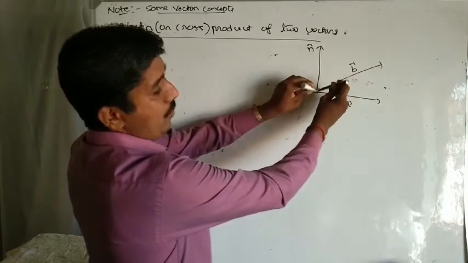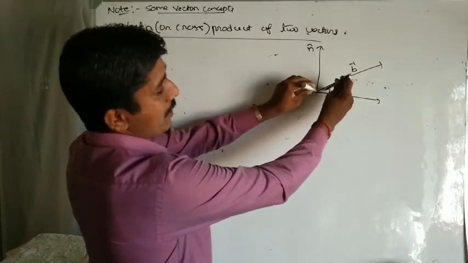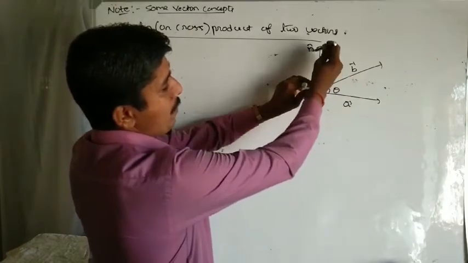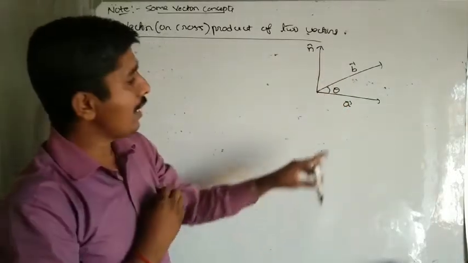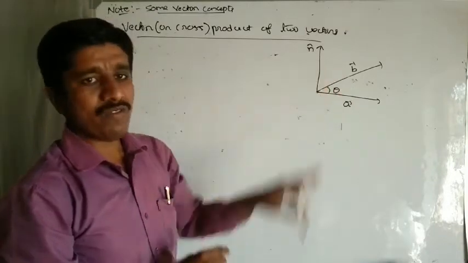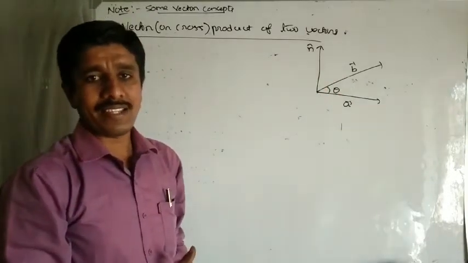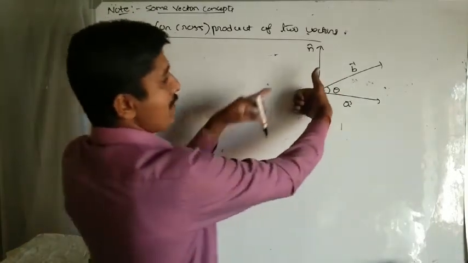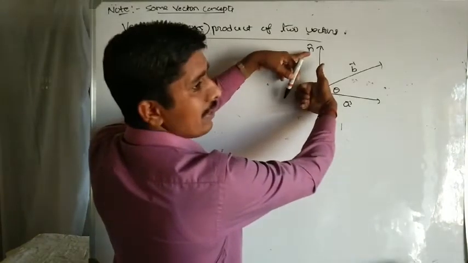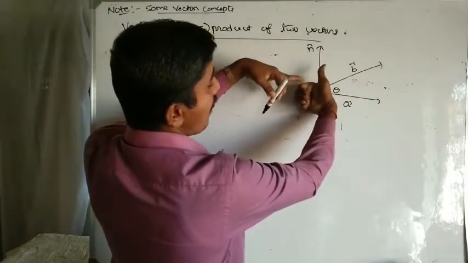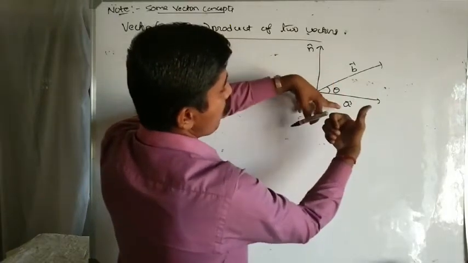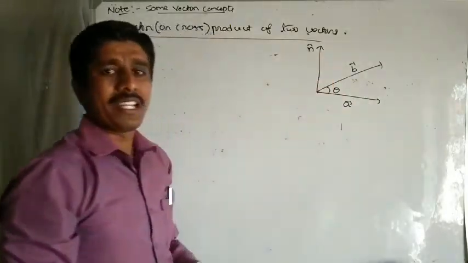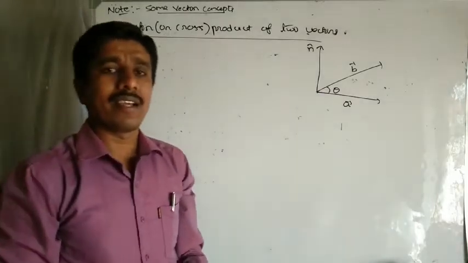This is vector A, this is vector B. Theta is the angle between A and B. Here n cap is perpendicular to vector A and vector B. Mind it, clearly vector A, vector B, n cap form a right-handed system. Right-handed system means the right-hand thumb indicates n cap, and the fingers indicate the direction from A to B. Mind it, you will see details of this in the vectors chapter.